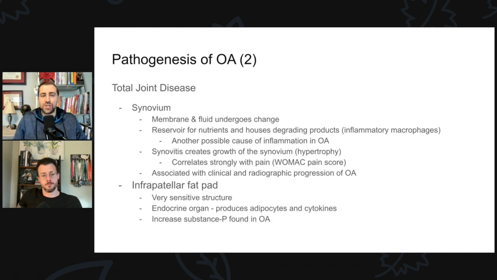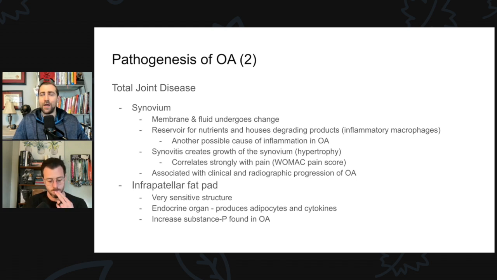We can also have changes within the synovium. So the synovial fluid as well as the synovial membrane undergoes changes. The synovium is generally a reservoir for nutrients, which is good for the joint, right? But it also houses degrading products, more particularly inflammatory macrophages. So one of the key aspects of osteoarthritis is that it's an inflammatory condition, and the synovium is going to house some of these inflammatory macrophages. It's a potential cause of inflammation and this kind of mechanism of decreased cartilage and pain over the course of time. And synovitis correlates strongly with pain in osteoarthritis.